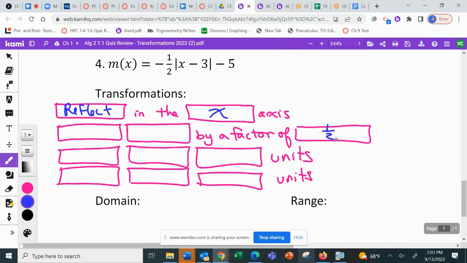It is common sense because it's vertical. It's on the outside of the absolute value bars. So this is a vertical shrink. It's going to make it less vertical. Again, vertical. Then we've got blank, blank, blank units. That's translate right 3 units, and then translate down 5 units.